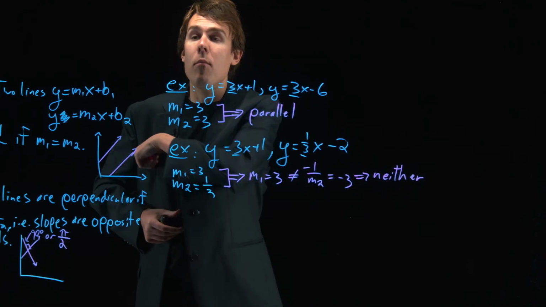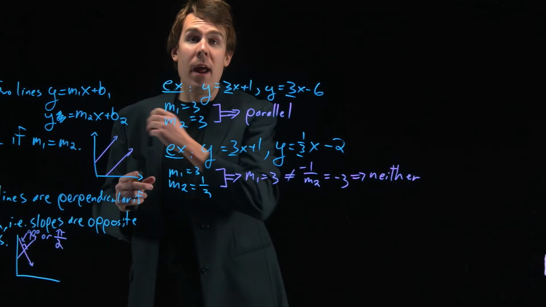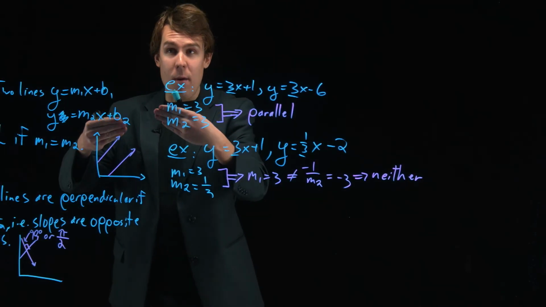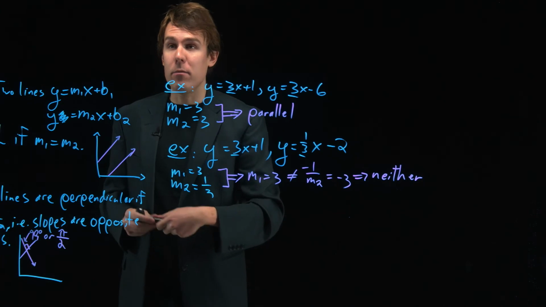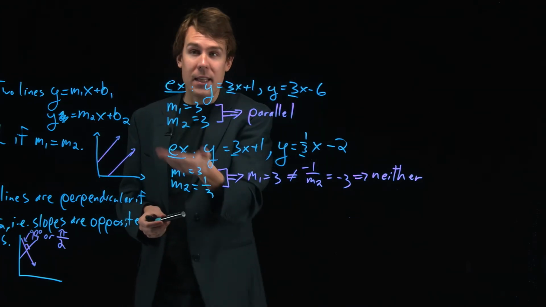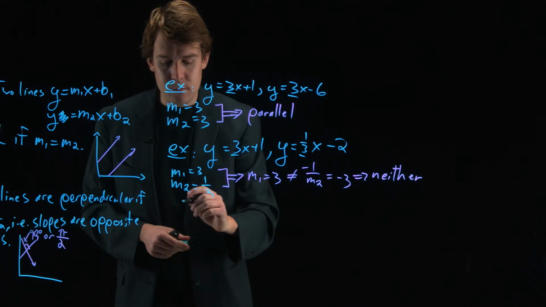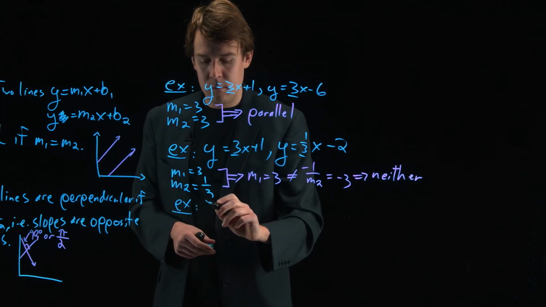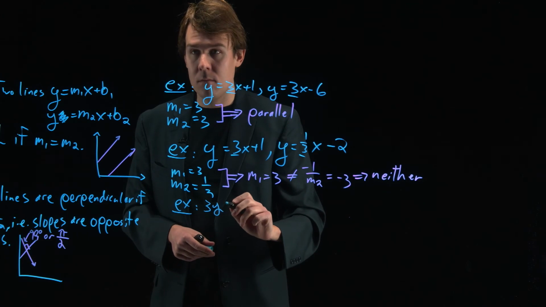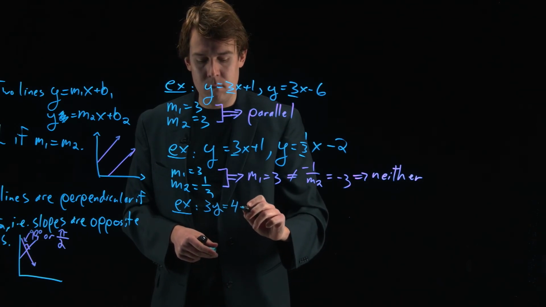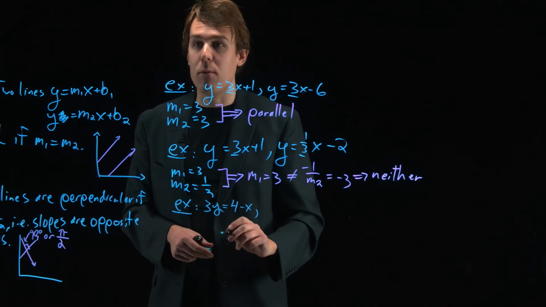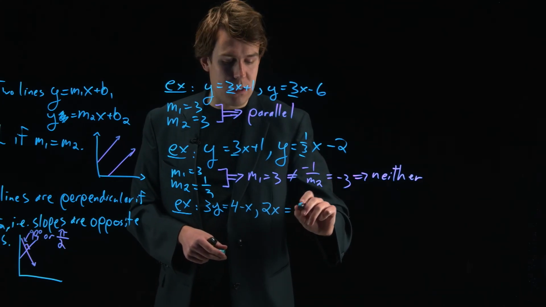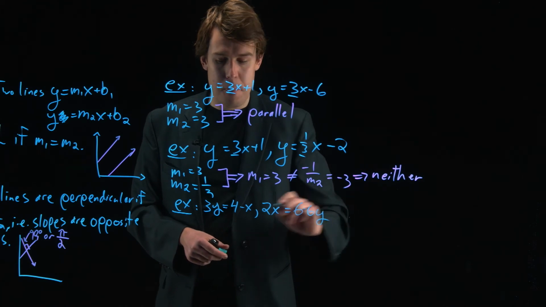Let's look at one more example. In this case, we won't have the lines automatically in slope-intercept form. We'll have to write them that way, and once we do that, we'll be able to extract the slopes and make this type of comparison. So 3y equals 4 minus x. 2x equals 6 minus 6y.